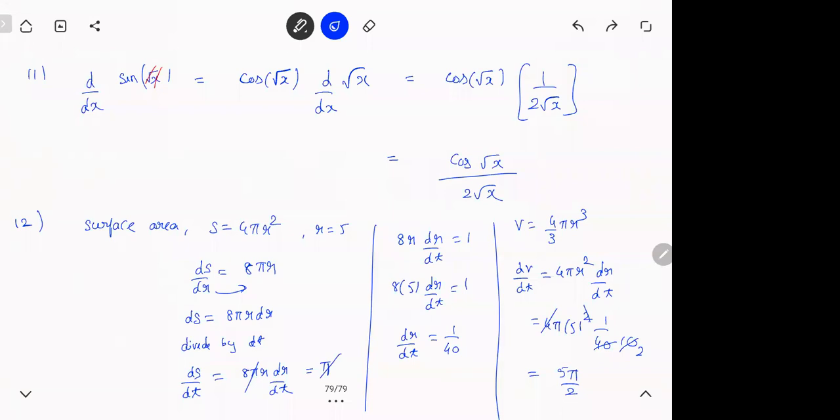Then 13th is a good one. Let me show you this model, how to do it. It is given y is t cube by 3 minus t square minus 3t plus 1. Now he's asking which is maximum, which is minimum.